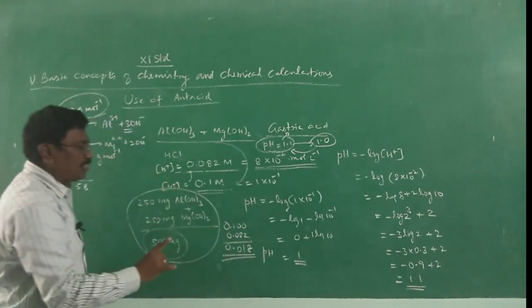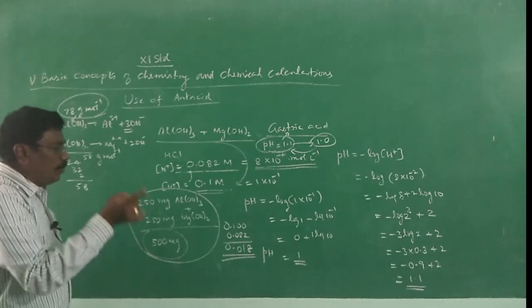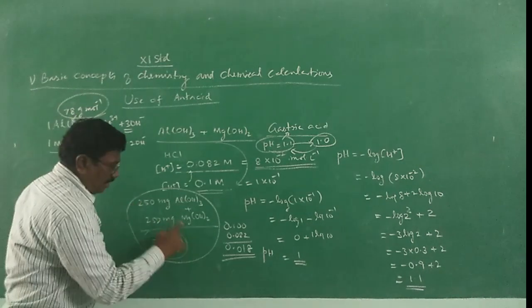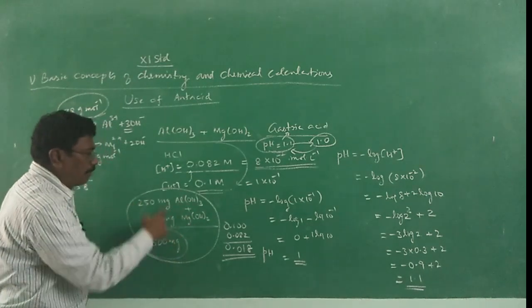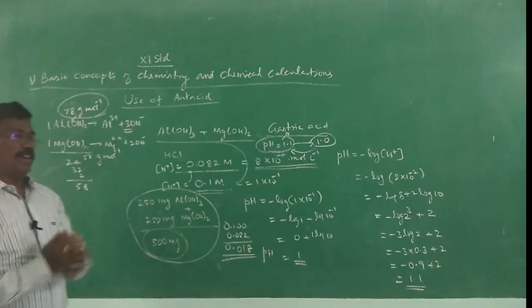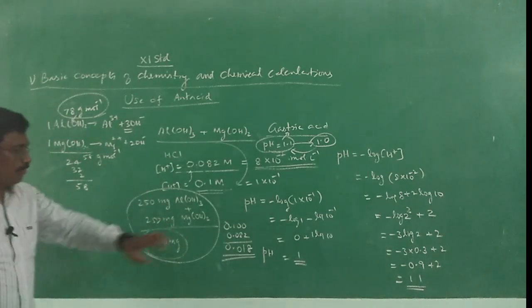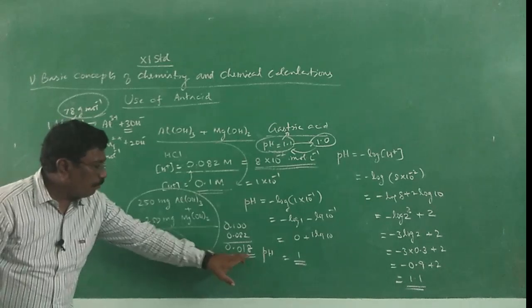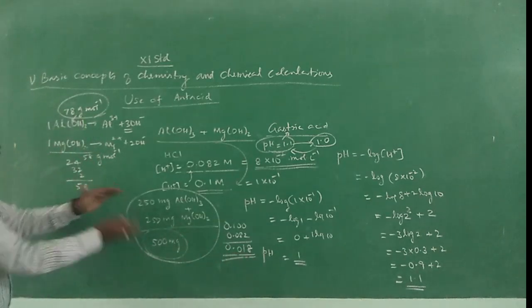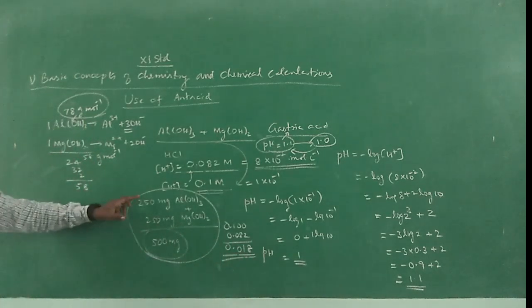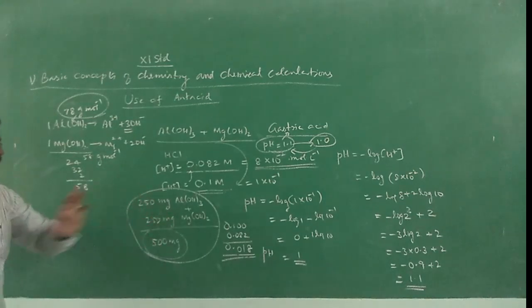This much moles of hydrogen ion should be neutralized by the hydroxide ions available from aluminum hydroxide and magnesium hydroxide. All right. So we should get 0.018 moles of hydroxide. That we are getting from 500 mg tablet containing 250 mg of aluminum hydroxide, 250 mg of magnesium hydroxide. That I am going to illustrate now.